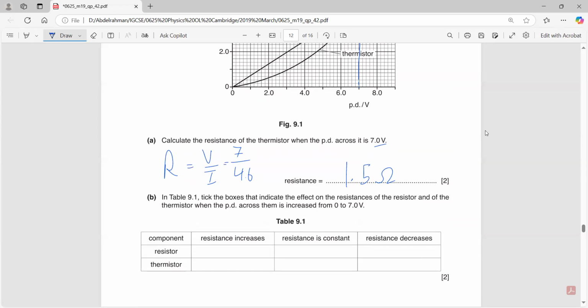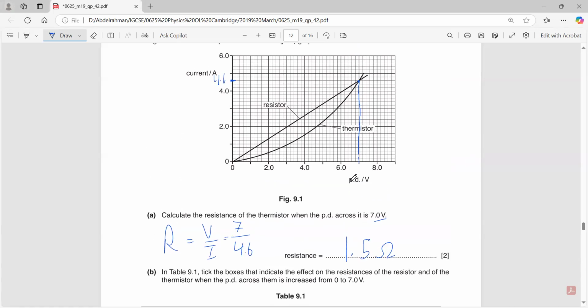So the resistance of the resistor is constant, while the resistance of the thermistor is decreasing. Why is it decreasing? Because when it curves towards the current axis, resistance decreases. If it was curving the other way, towards the voltage axis, then the resistance would have increased.